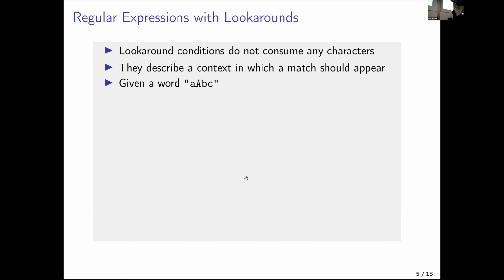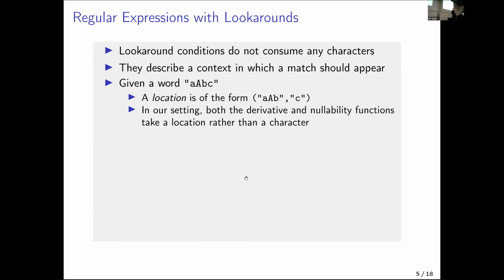Again, let's look at an example. Instead of talking about entire strings here, we will have to introduce some terminology. One is a location. A location is just a pointer into the string, indicating where we are in this particular string. And in our setting, this is important because both the derivative and nullability functions take a location rather than a character, because there is this local notion of context.